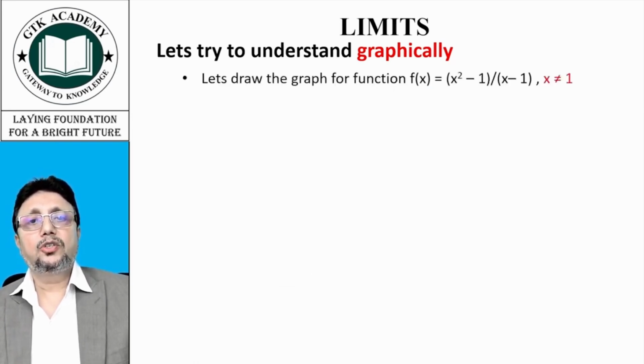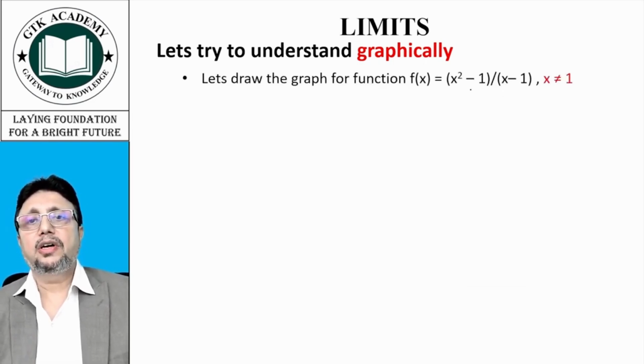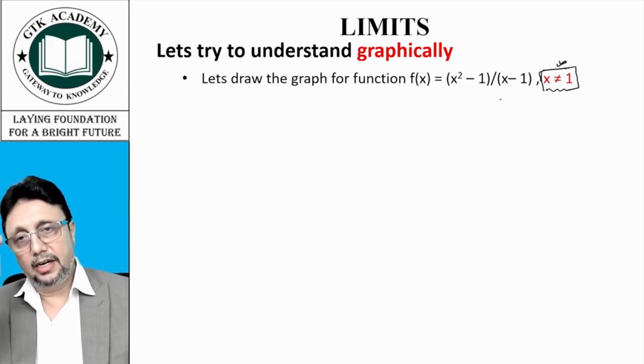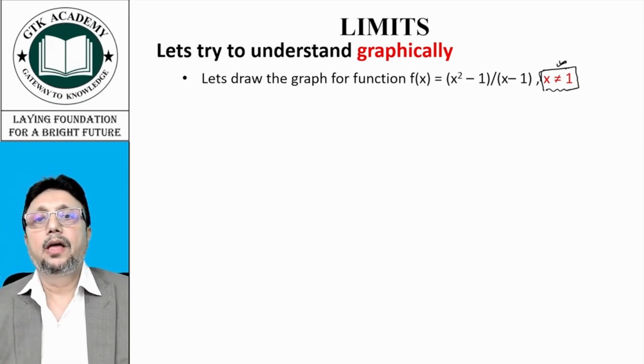Now, let's draw the graph for this function. f(x) is equal to (x square minus 1) upon (x minus 1). See, we have written now that x is not equal to 1. This function is only valid when x is not equal to 1. When x is equal to 1, this assumes indeterminate form.